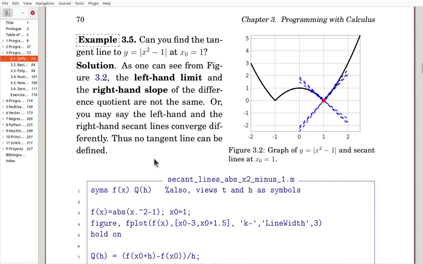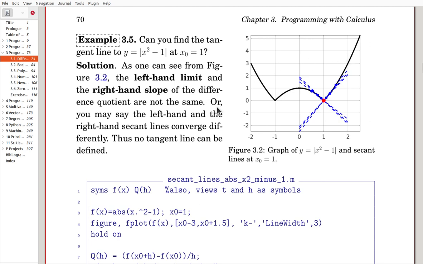Okay, now can you find the tangent line to y equals the absolute value of x squared minus 1 at x0 equal to 1? Once you try to make a graph of the function, originally x squared minus 1 is made in this way. Because of this absolute value sign, the negative part is reflected to the other side. So that here at minus 1 and 1, this curve has cusps.